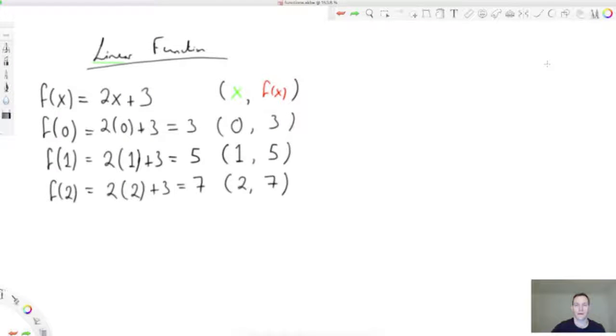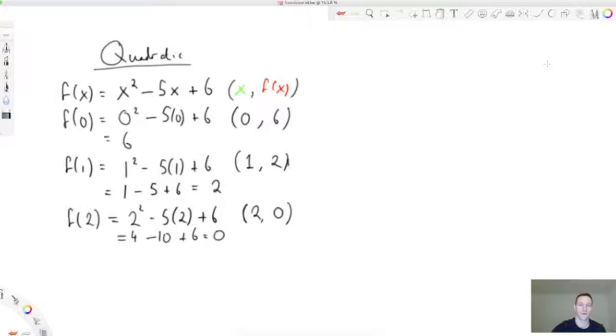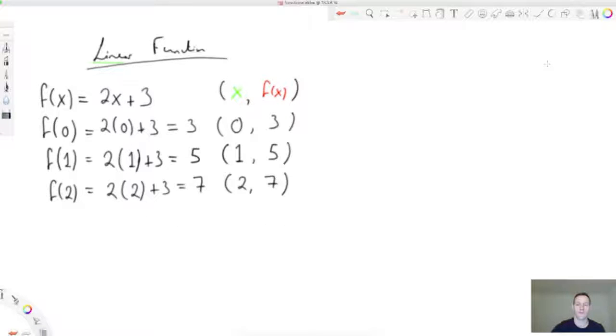Hi, in the last video I talked about functions. I explained what a function was and I gave a couple of examples. We talked about this linear function and this quadratic function here. Okay, in this video I want to talk about plotting functions.